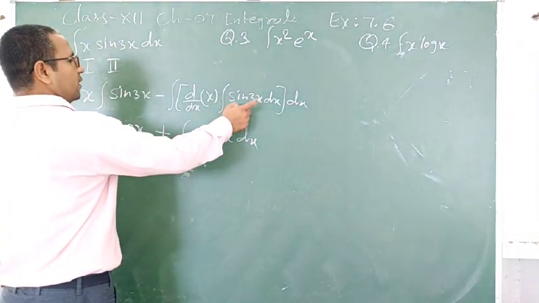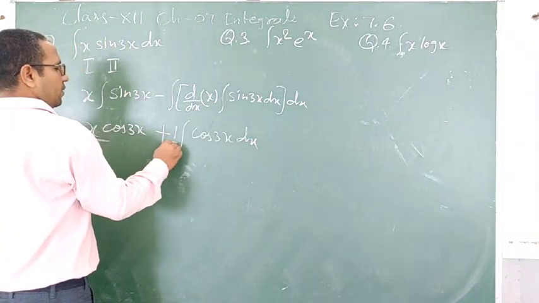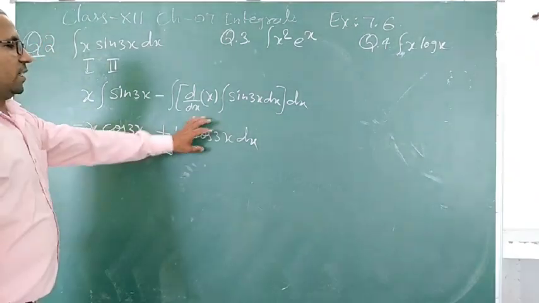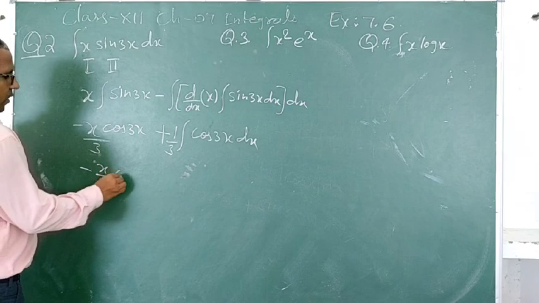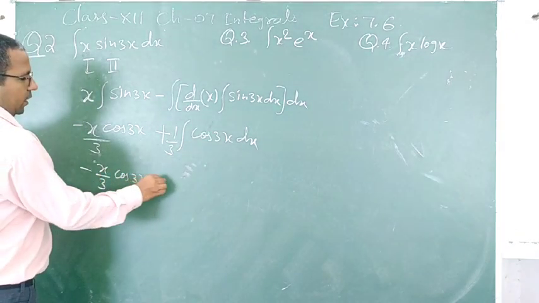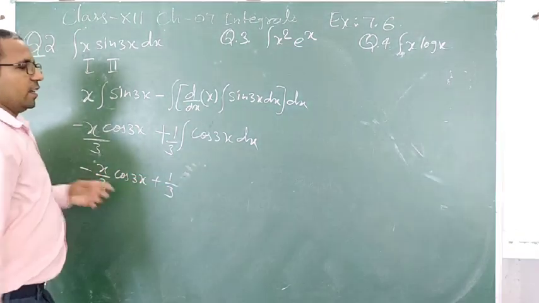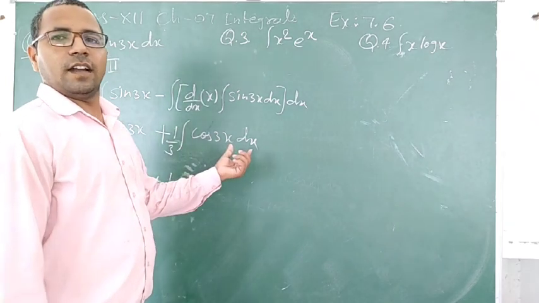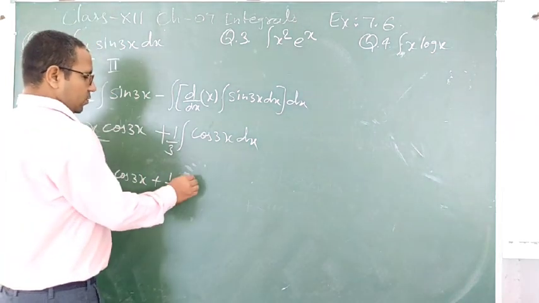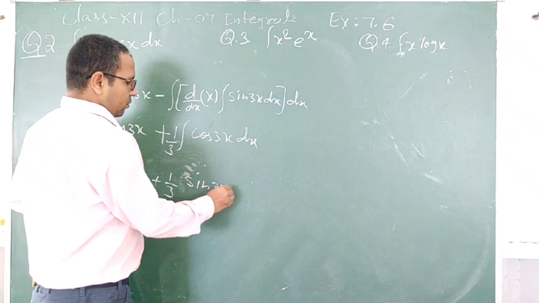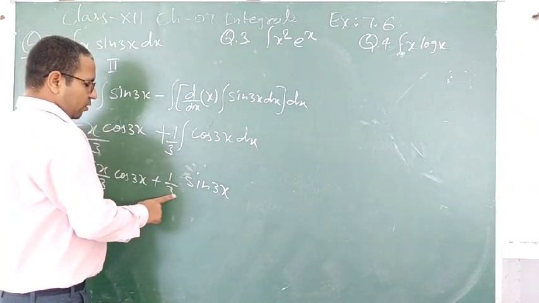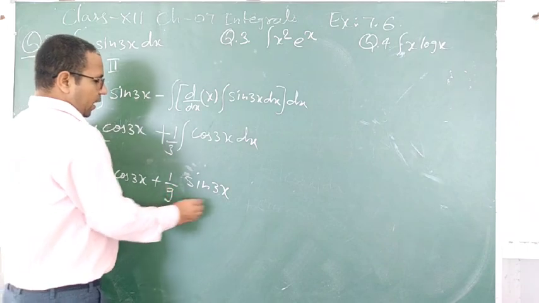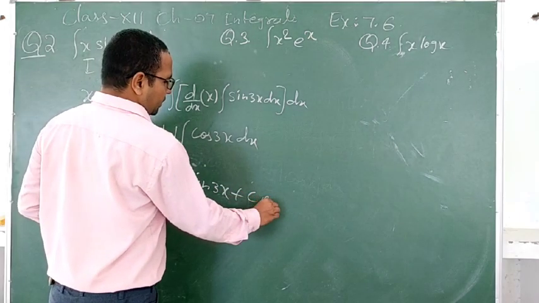This 3 is in multiple, so it will come in the division. So now we have to integrate this portion only. So minus x by 3 cos 3x and plus 1 by 3 integral of cos 3x, that will give you sin 3x. What is the multiple of x? The coefficient of x is 3. So 3 will go in division, so it will become 9. And with the plus c, this much is the answer.